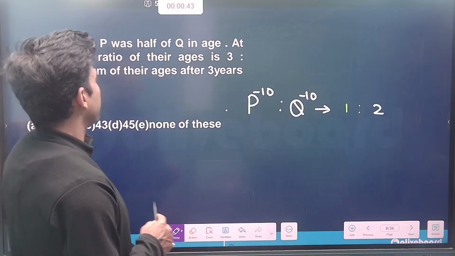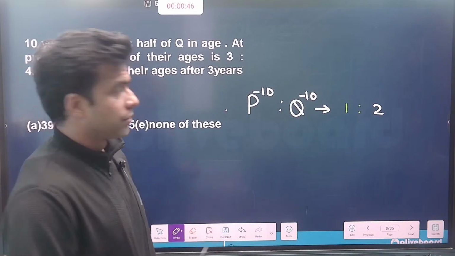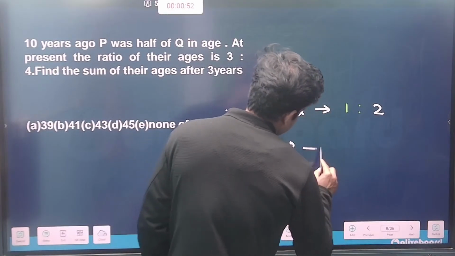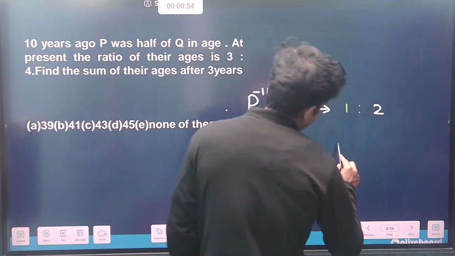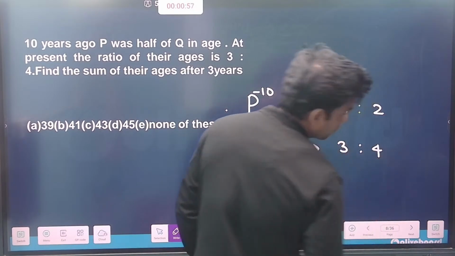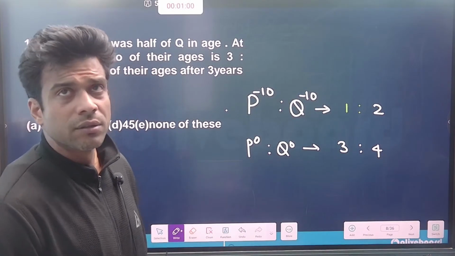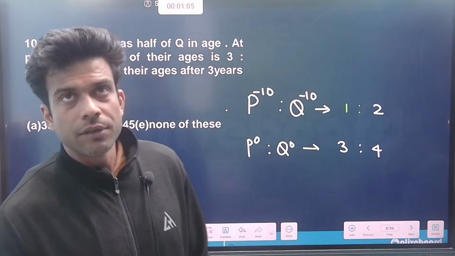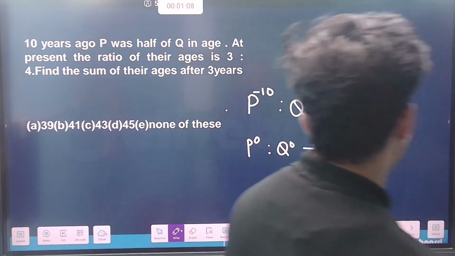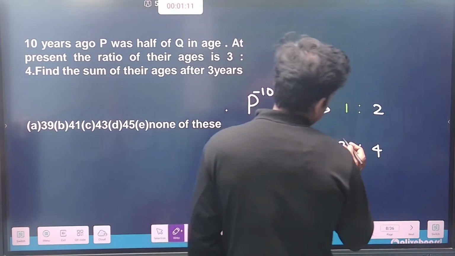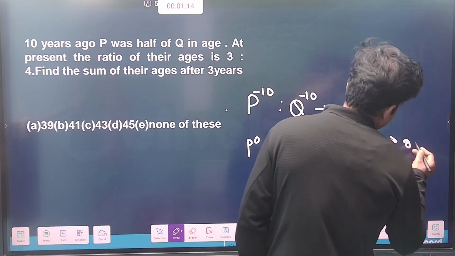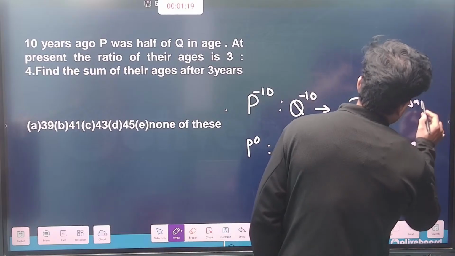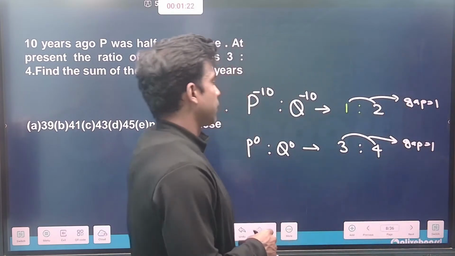At present, the ratio of their present ages is 3:4. So just put down present P to Q. The present age ratio is basically 3:4. Write down 3:4. Correct. Till now, I don't think anybody is having doubt. Now the point is what is the gap here? Firstly, guys need to maintain a gap. Here the gap is 1, and here also the gap is 1. In both the cases, the gap is 1.